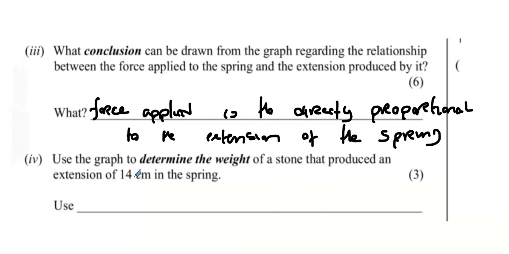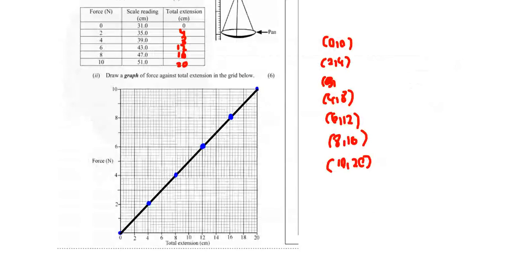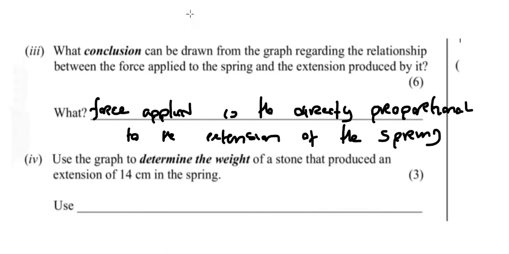Okay. Use the graph to determine the weight of a stone that produced an extension of 14 centimeters on the spring. So we go back to our graph, we go up to 14 centimeters, and we draw a line across, and what we get here is 7. It should be 7, guys. If I made a mistake, it's definitely 7. So in between 6 and 8, which is 7 newtons. Okay, so that is 7 newtons.